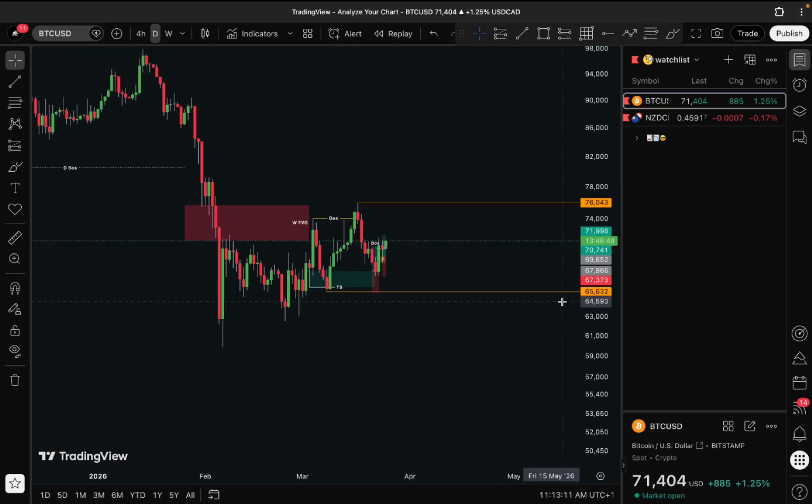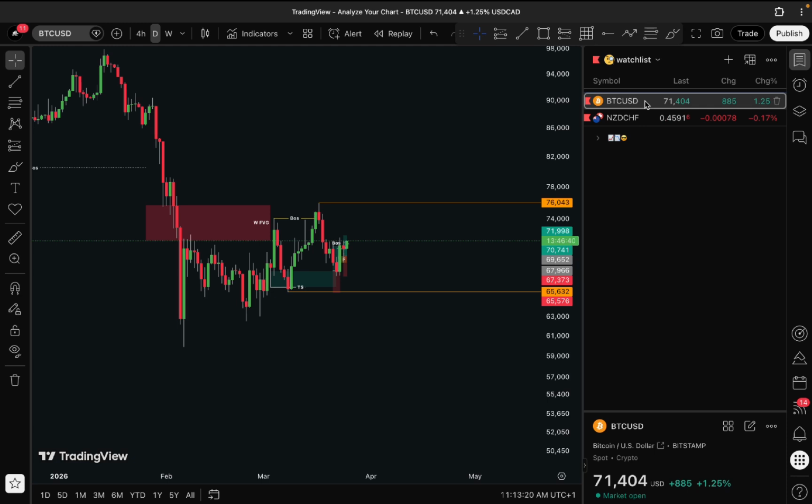So hello guys, I just want to go over two trade ideas. The first trade is BTCUSD.